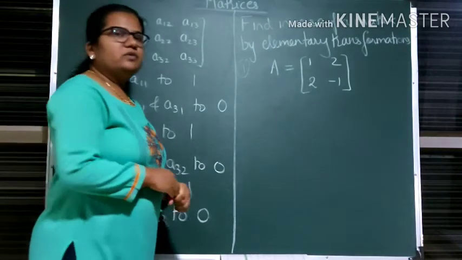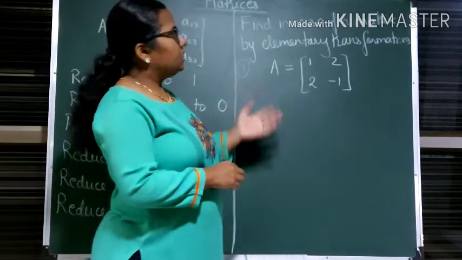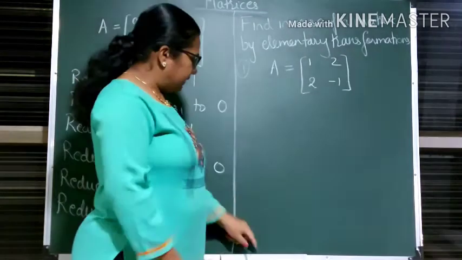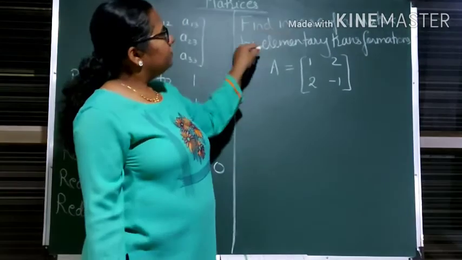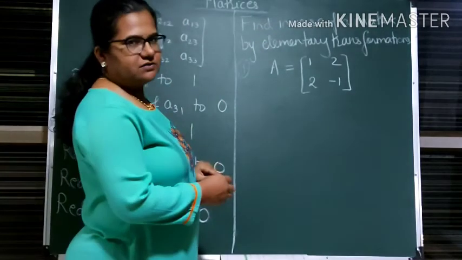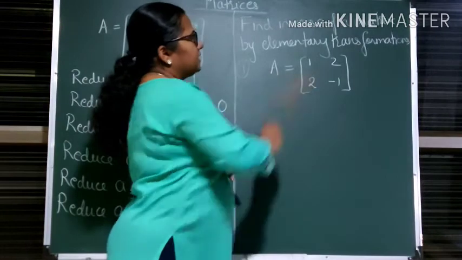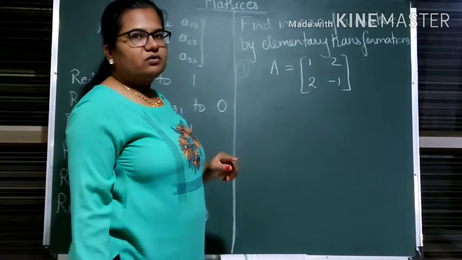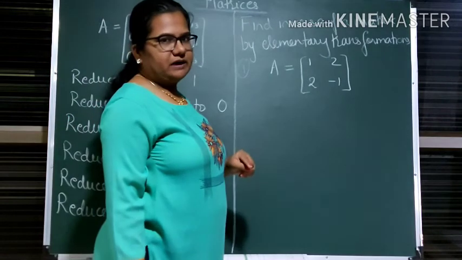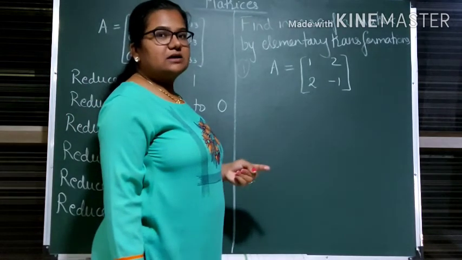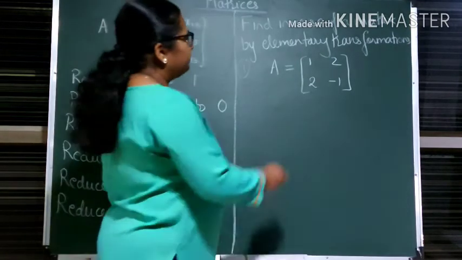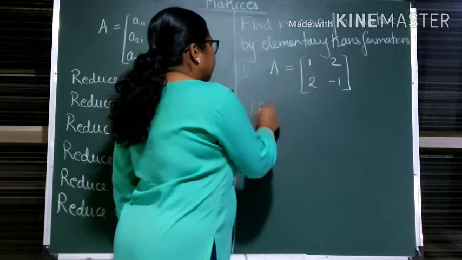Now we'll take a few examples to see how to use elementary transformations to find the inverse of a matrix. Here you can see, find inverse of a matrix by elementary transformation. I have taken one matrix A, first row is 1, 2, second row 2, minus 1. First we have to check whether the inverse of a matrix exists. What is the necessary condition? Determinant of A should not be equal to 0. So first find determinant of A.